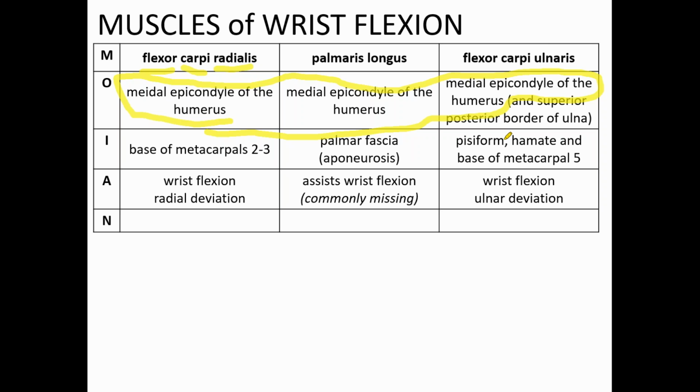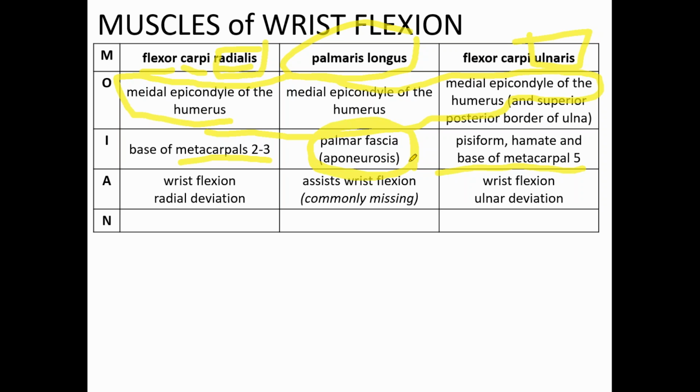Then if we take a look at our hand, the base of metacarpals 2 and 3, that's the metacarpal of your index finger and middle finger. Those are closest to the radial side. Would you agree? Okay, so metacarpal 2 and 3. And then what's on the ulnar side? Look at that, the pisiform, the hamate, and metacarpal 5 are on the ulnar side. So you can use these pieces of information in their long names to help you figure out where they go. And then palmaris longus, well, it goes into the palm of the hand, if you have it.